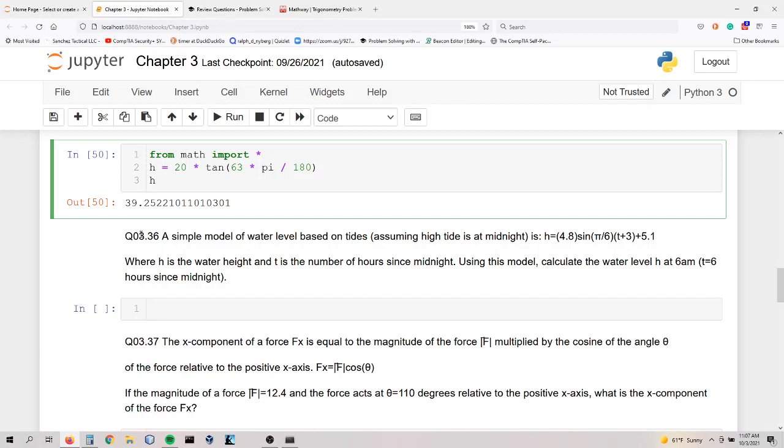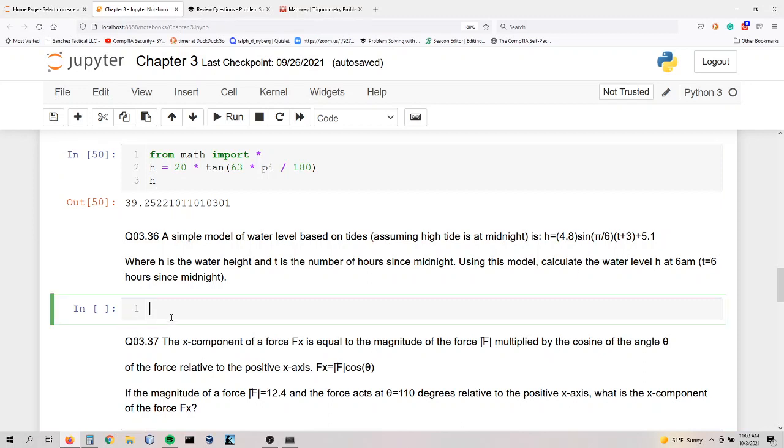So here we have Q03.36, or question 3.36. A simple model of water level based on tides, assuming high tide is at midnight, is H equals 4.8 times sine of pi over 6 times (t plus 3) plus 5.1, where h is the water height and t is the number of hours since midnight. Using this model, calculate the water level h at 6 a.m. T is equal to 6 hours since midnight. So all we really have to do is plug in t equals 6 to this big equation, right?